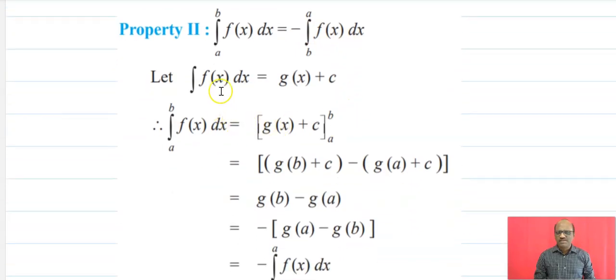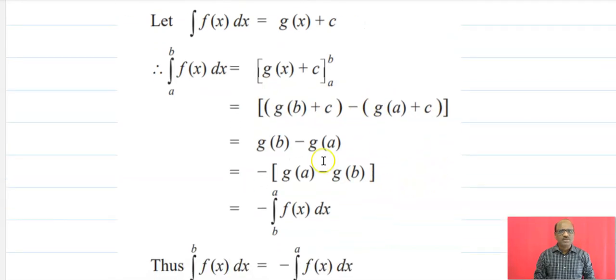Now again we will define: let the integral of f of x dx is equal to g of x plus c. Therefore, integral a to b f of x dx is equal to g of x plus c, lower limit is a, upper limit is b. Substitute upper limit minus lower limit. That is g of b plus c minus in bracket g of a plus c. Open the bracket, then you will get g of b minus g of a. Take the minus sign as common, then you will get minus of g of a minus g of b.